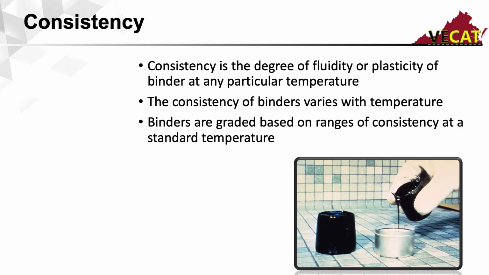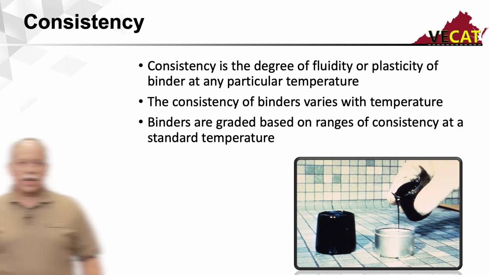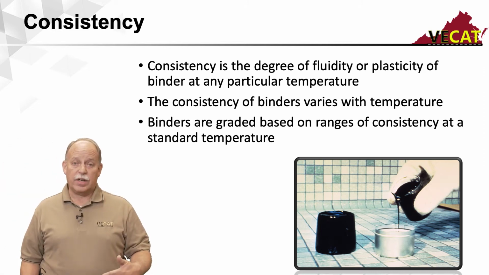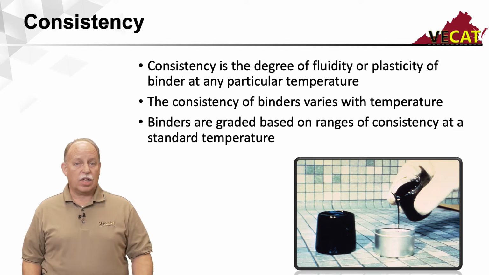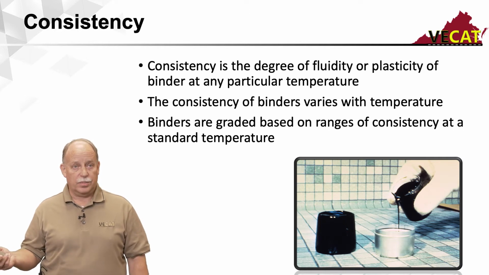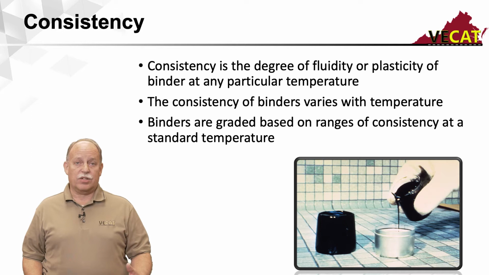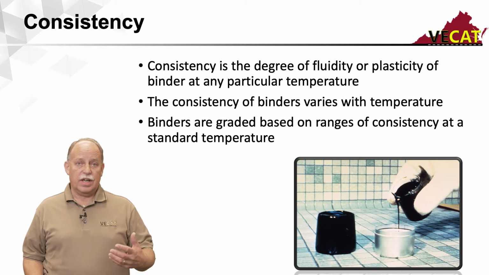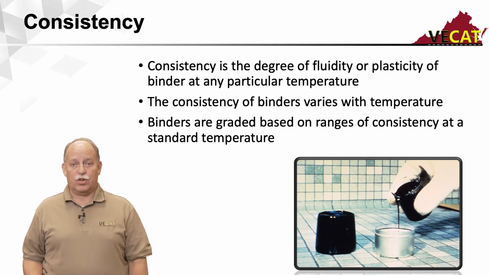Okay, let's talk about the consistency of the binder. That consistency is the degree of fluidity or plasticity of a binder at a particular temperature. So they have a specific property at a given temperature. So the consistency of those binders is going to vary obviously with those temperatures. So when a liquid asphalt is colder, it is obviously harder. When a liquid asphalt is hot, it tends to be more fluid. And those binders are graded based off of those temperatures. So the consistency is at a specific standard temperature.